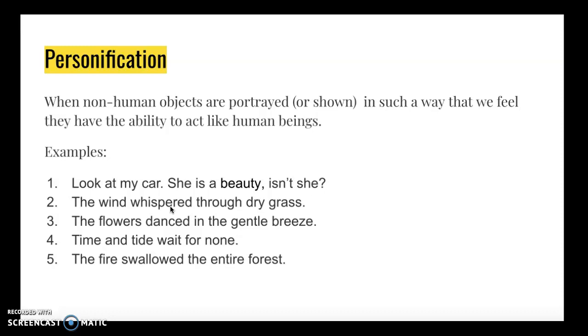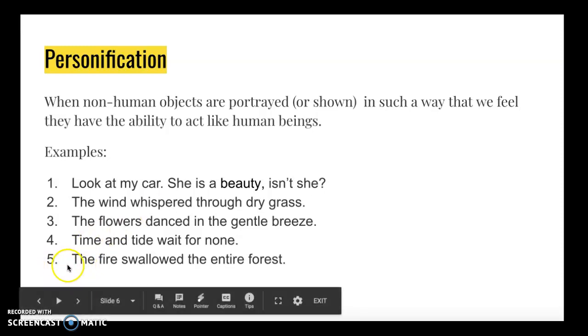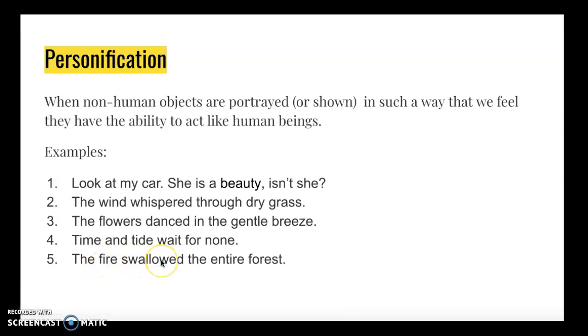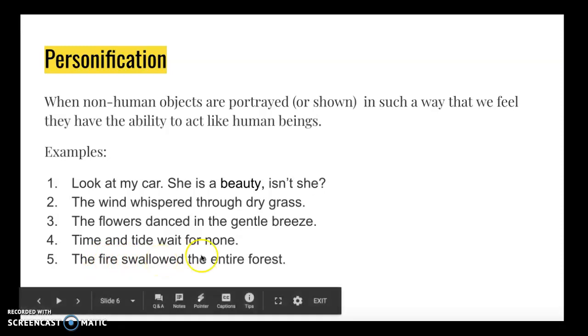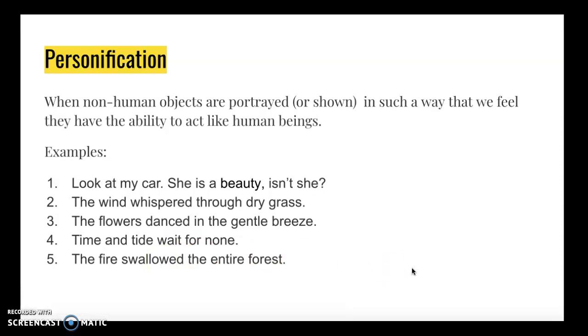Okay, and let's jump down to the last one. The fire swallowed the entire forest. So the fire is the non-human thing, and it cannot swallow because it is a fire, right? So what does this sentence mean? It means that the fire was so terrible that the forest was destroyed.